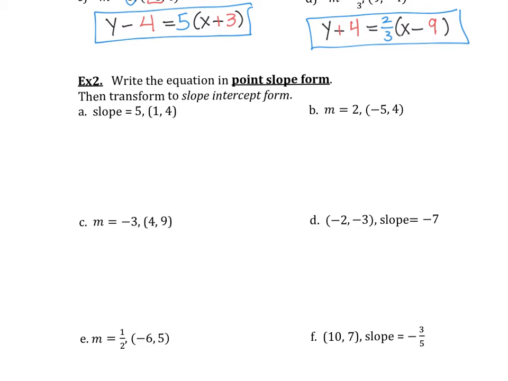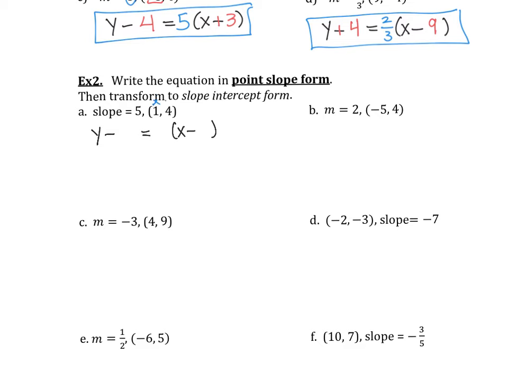Sometimes we leave the equation in point slope form, like we did on the previous example. And then sometimes after we write it in point slope form, we transform it to slope intercept form because slope intercept form is a really convenient form to have the equation in. So I'm going to go ahead and start just doing the point slope form, just like we did above.